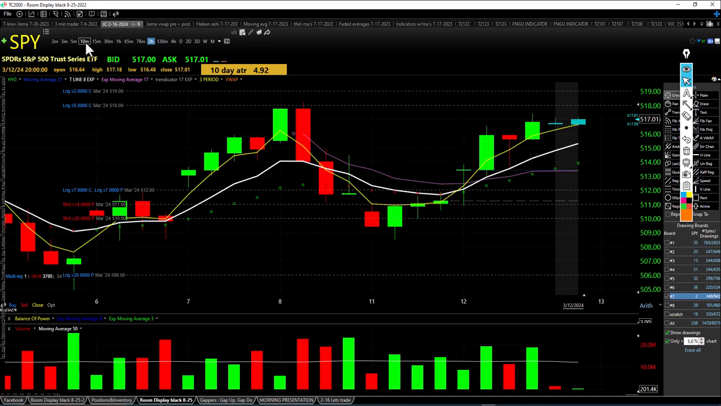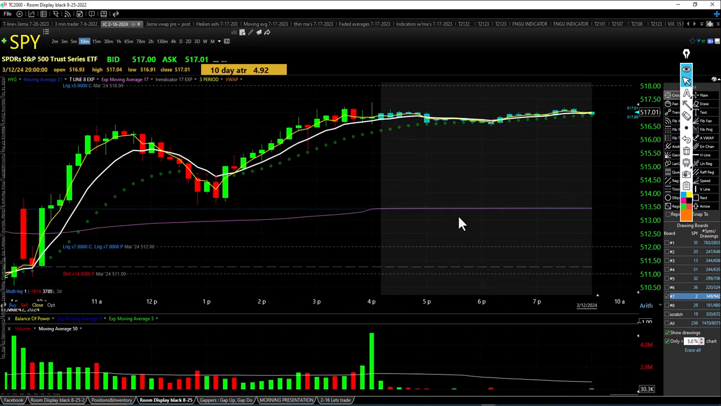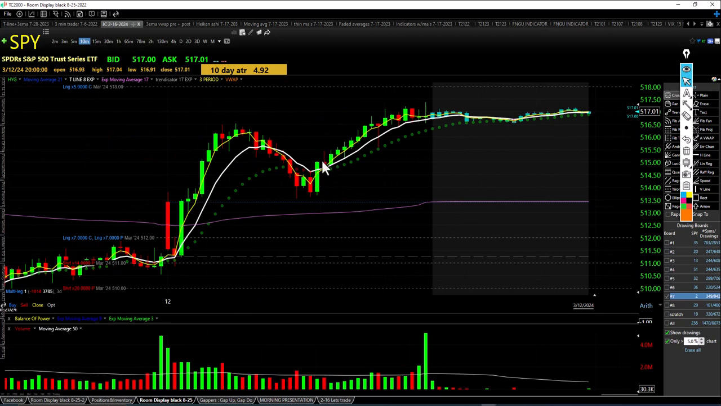Okay, so then I look at my 10-minute chart. I'm looking for the same 10-minute stack to happen. All right, price, the 3, the 8, all up on top of a rising 17 EMA.